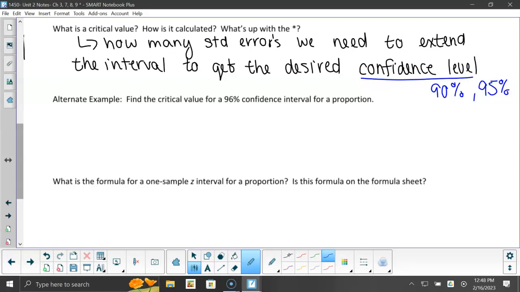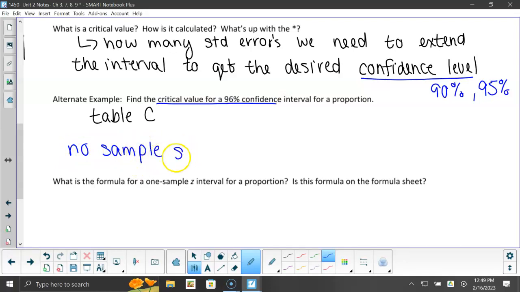All right, because you'll see the confidence level on it. Degrees of freedom, that's going to be like sample size. So, for this problem, we're just trying to find the critical value for a 96% confidence interval. Now, do I have a sample size? No. So, if there is no sample size, we end up using the z star value.